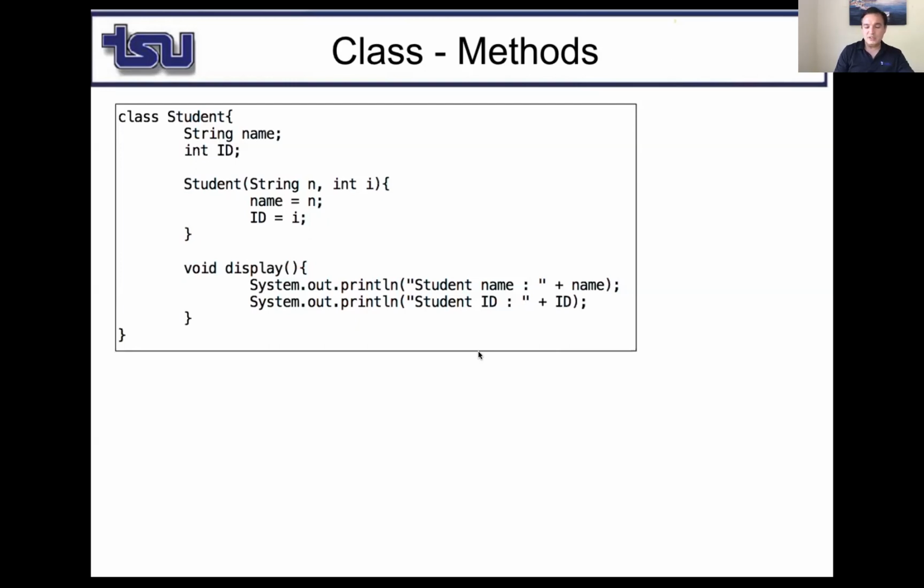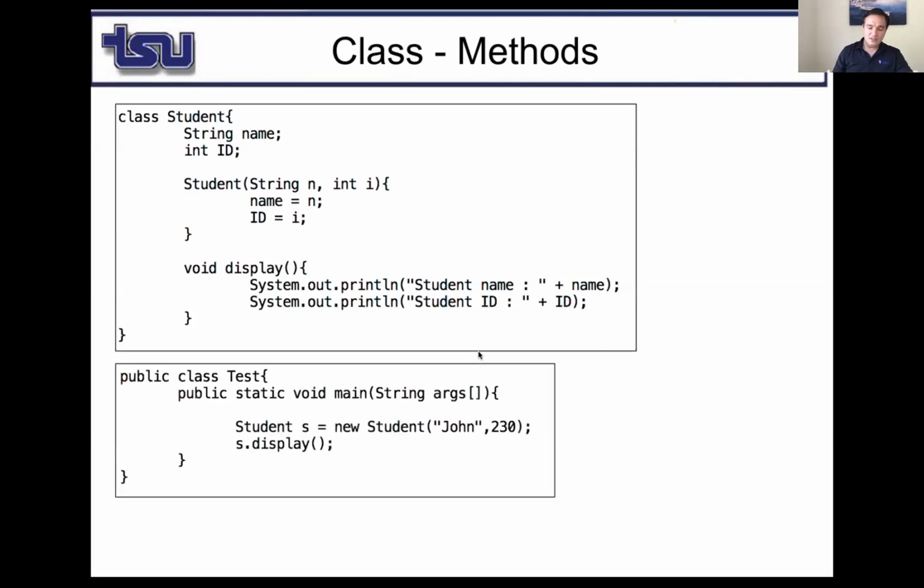All it does is print student name, and then whatever name it is, student ID, whatever ID it is. Let's just simply display that. Let's look at this. With this line, I create an object called S that points somewhere in the memory. In this memory space, I have name and I have ID. Always construct this small diagram for yourself. It's a good practice. Then which constructor do I call?